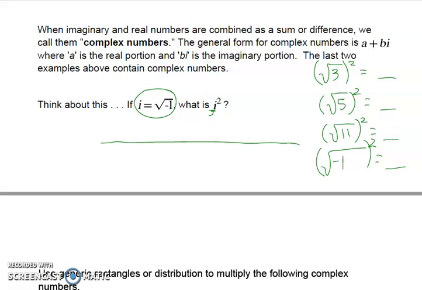So the square root of 3 squared is 3. The square root of 5 squared is 5. The square root of 11 squared is 11. And the square root of negative 1 squared is negative 1. So basically the i squared problem is really the square root of negative 1 being squared. So i squared is going to be negative 1. So on the next page, as we work through the problems, anytime we see an i squared, we're going to replace i squared with negative 1.